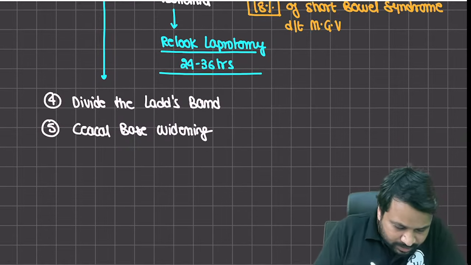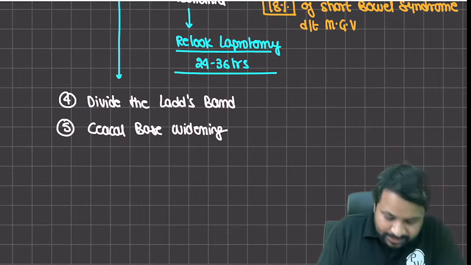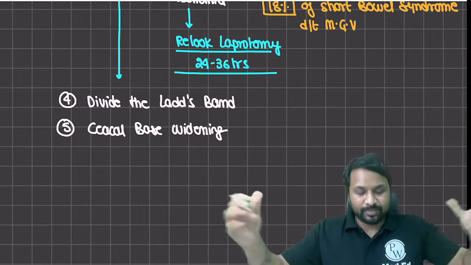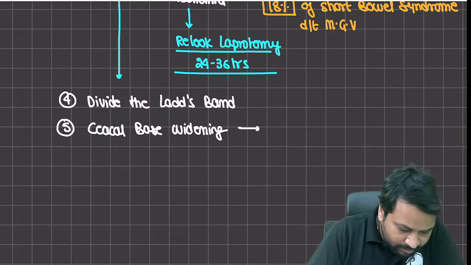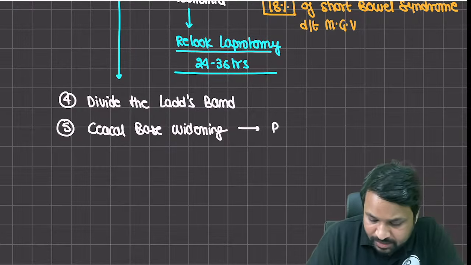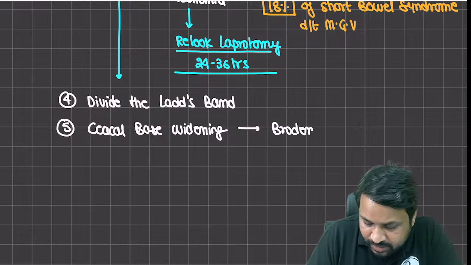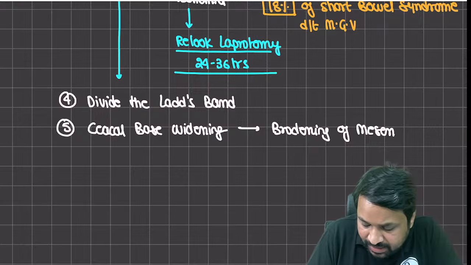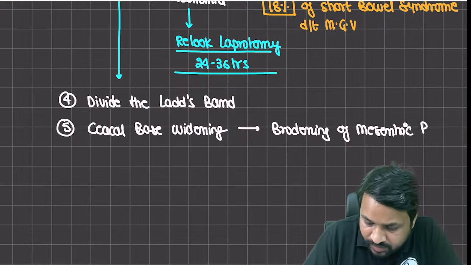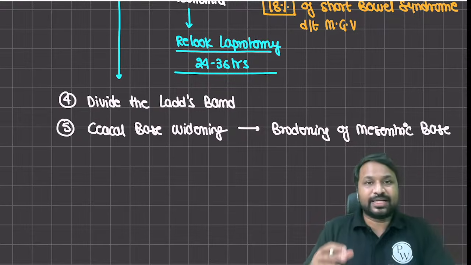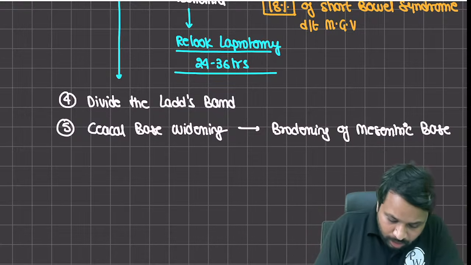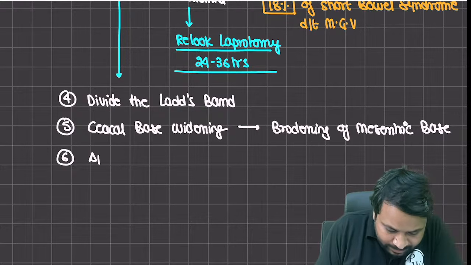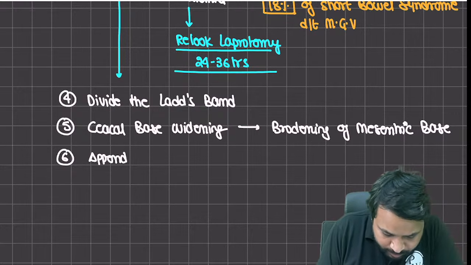I will do a cecal base widening, and that cecal base widening basically is opening up the entire mesenteric component. So cecal base widening will result in broadening of the mesenteric base. So you have now widely opened it up. Along with that, I will also do appendicectomy. So appendectomy should be performed.